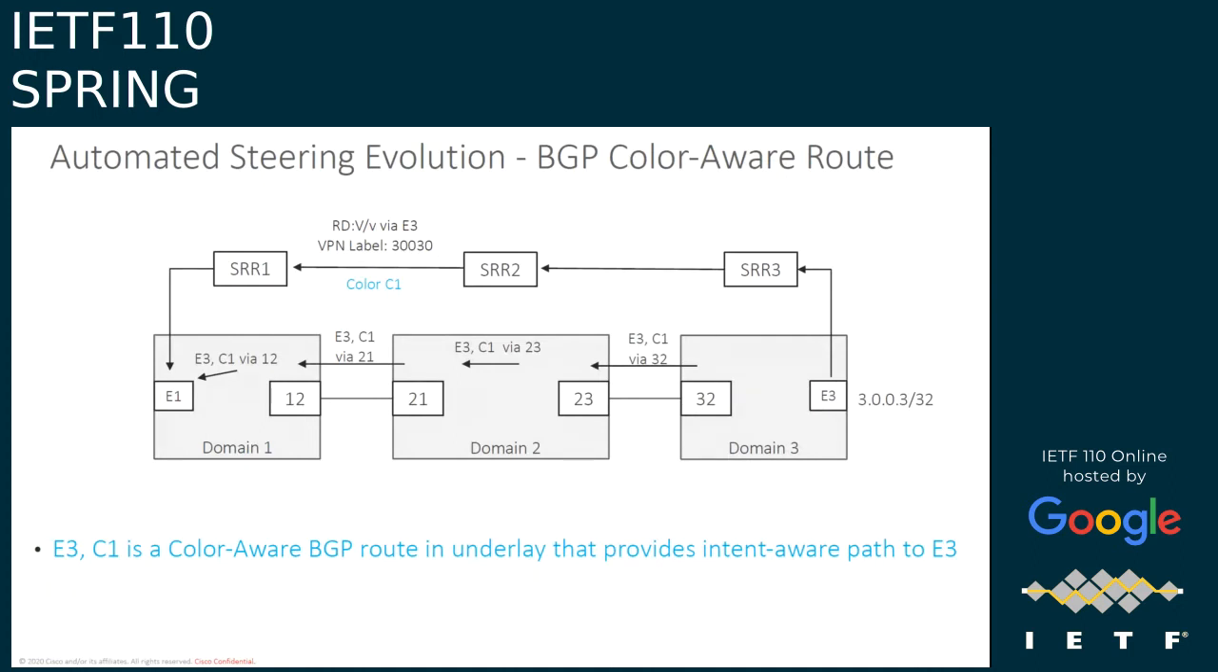Now here with BGP color-aware routing, we have the same automated steering requirement as the SR PCE case. Only here the color-aware path is set up using BGP hop-by-hop route distribution and best path computation. In this example, a route to E3 for color C1 is originated, say, from a border node, maybe redistributed from an IGP flex algo. It's propagated hop by hop across the domains till it reaches E1. At each hop, a best path is computed for that intent, recursing over the appropriate intra-domain color-aware path. A VPN route that is colored with C1 will then get steered via this BGP E3, C1 route. Next slide, please.